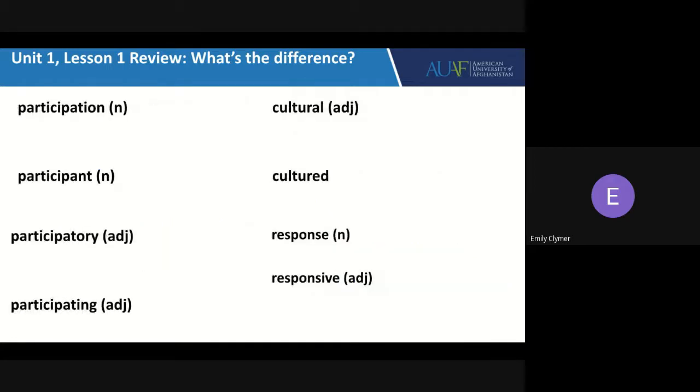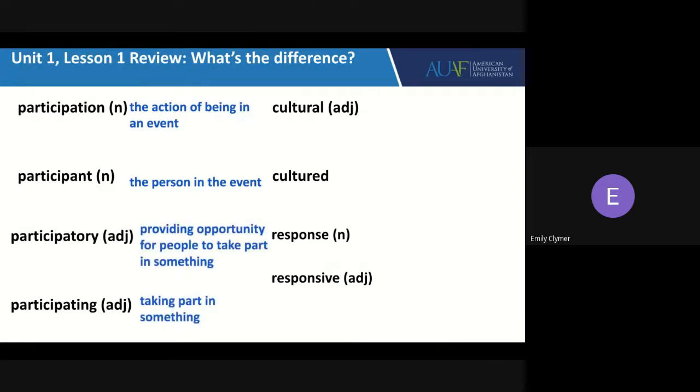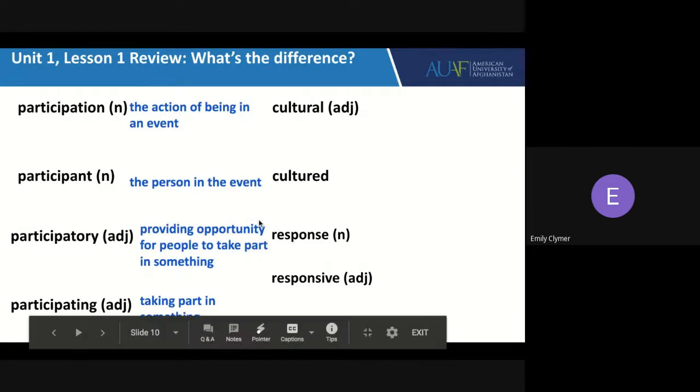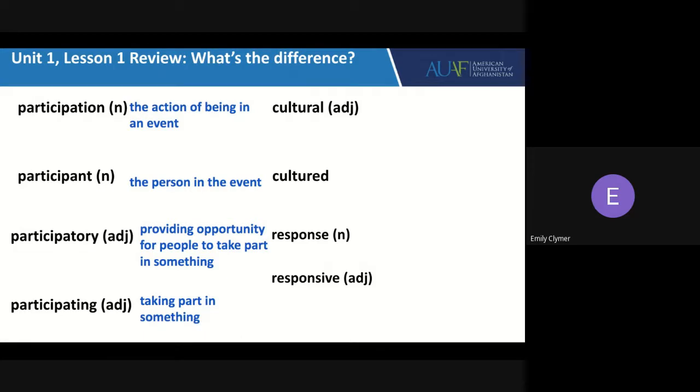Okay. A few other words that I did want to review again, just to give you the definition if you haven't already looked it up by yourself. Participation is the action of being in an event. Participant is obviously the person in the event. Participatory is a completely different meaning. It's an adjective which means providing an opportunity for people to take part in something, as well as participating as an adjective means taking part in something.